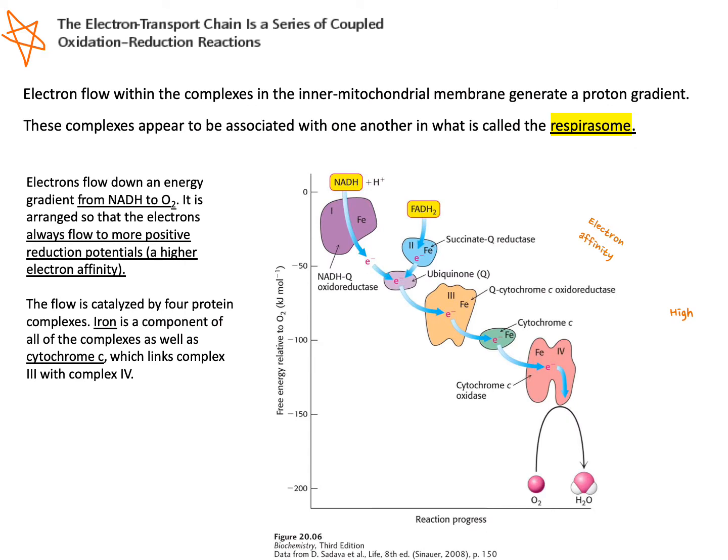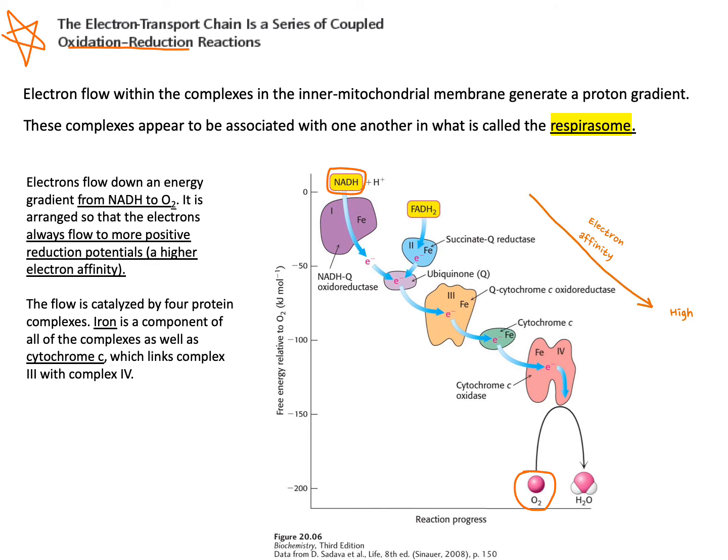Let's examine how electrons flow within the complexes in the inner mitochondrial membrane, which generate a proton gradient. These complexes appear to be associated with one another in what's called the respirasome. The electrons flow down an energy gradient from NADH to oxygen. It's arranged so that the electrons always flow to more positive reduction potentials, a higher electron affinity.